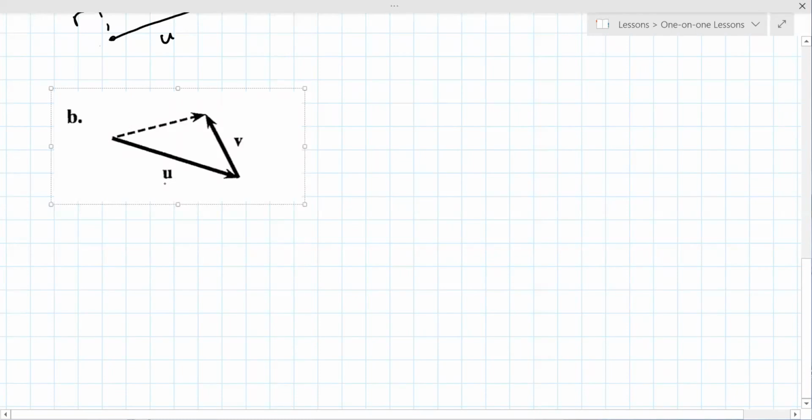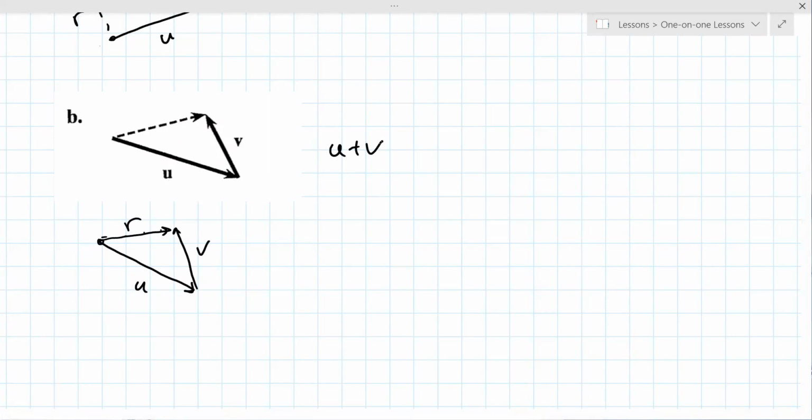So if you just do what's here, if you go u and then you go v, what's the result? That's the result right there, the dotted one. Is it u plus v? Yes, and this one should have been done first. Okay. I get that one. Sorry? I get that one. Okay.